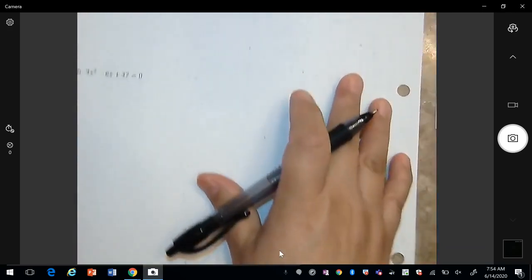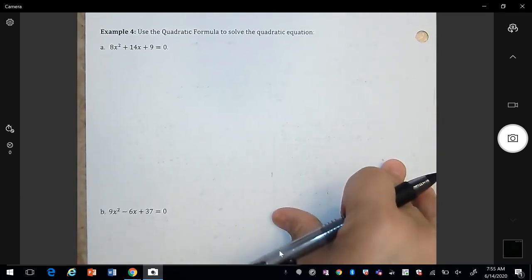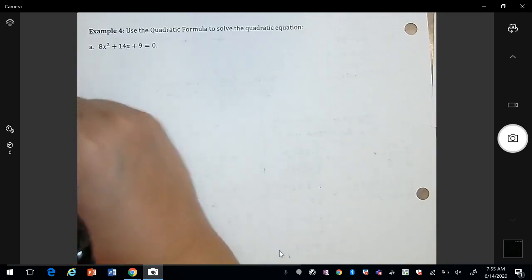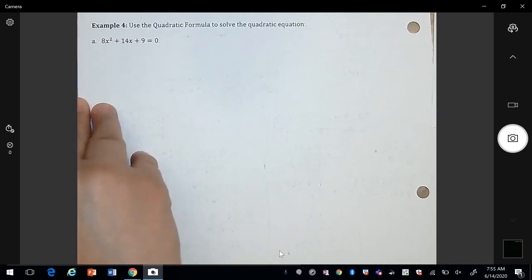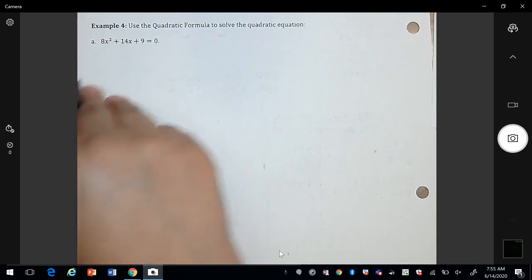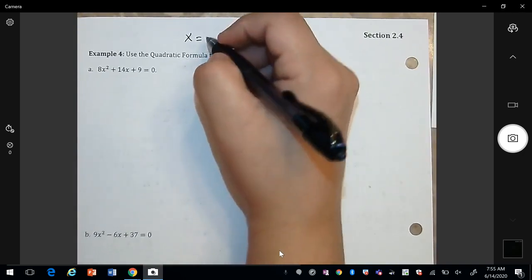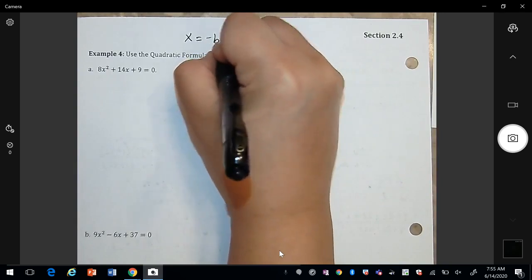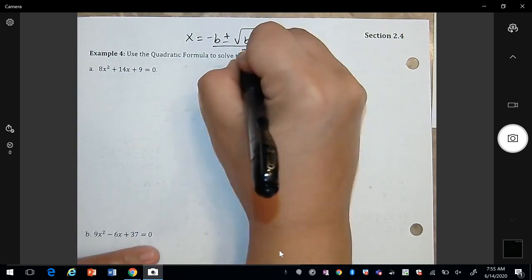Okay, so how can we use this information to solve a quadratic equation? First, we can try to factor this, but if it's not factorable, then you can use the quadratic formula. And so remember, the quadratic formula is x equals negative b plus or minus the square root of b squared minus 4ac, divided by 2a.